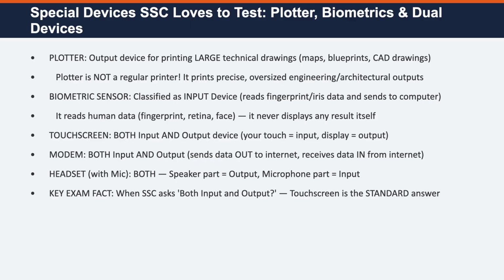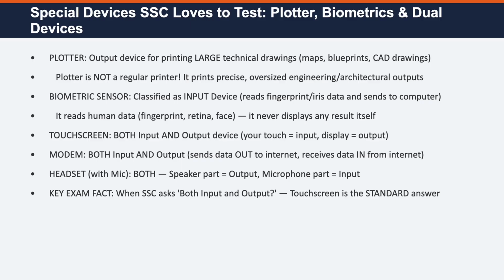Which output device is used for printing large scale engineering drawings and blueprints? The options are laser printer, plotter, scanner, projector. What is the answer? The answer is plotter. Whenever you see the words large drawings, blueprints, maps, or CAD in a question, the answer is always plotter.